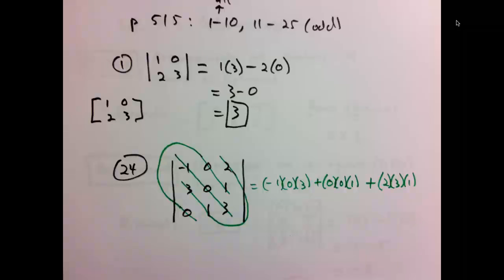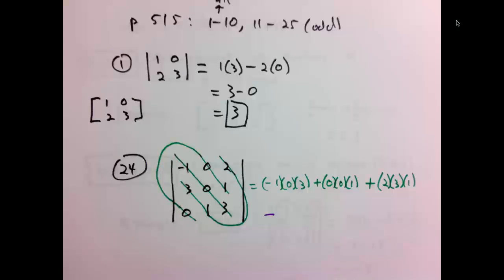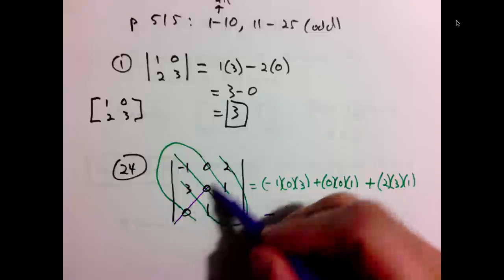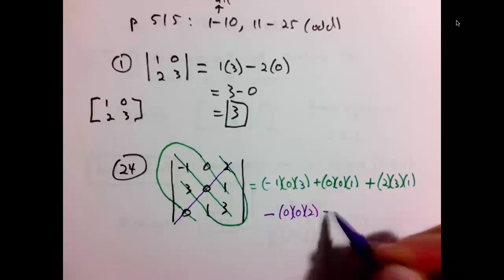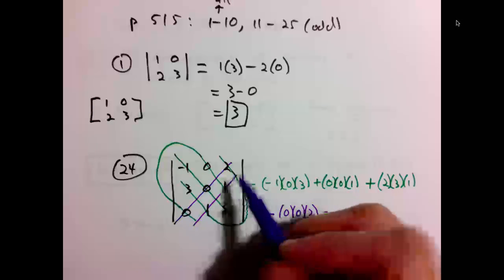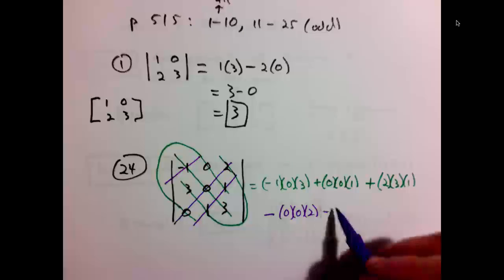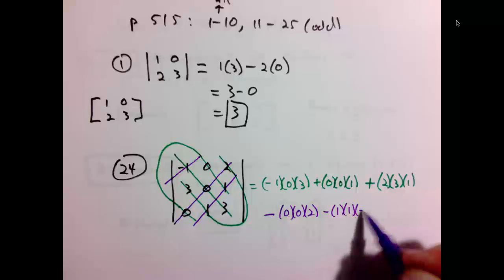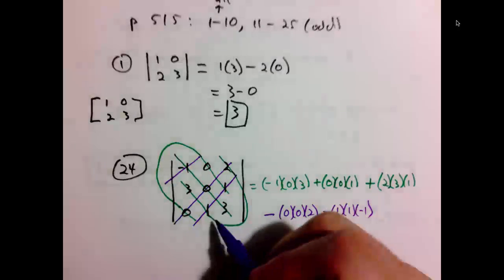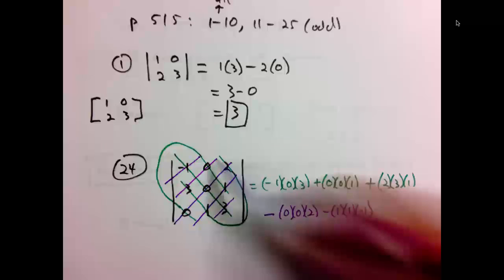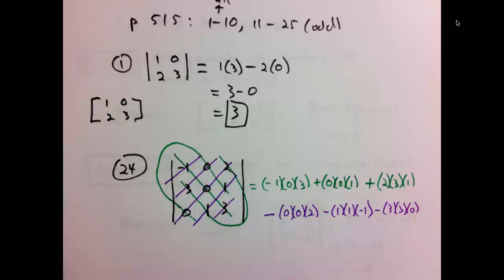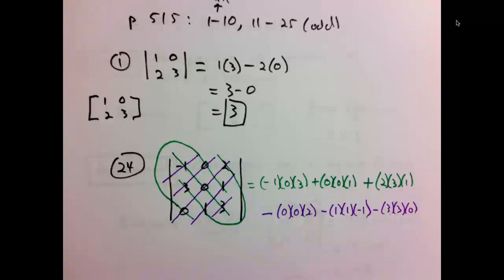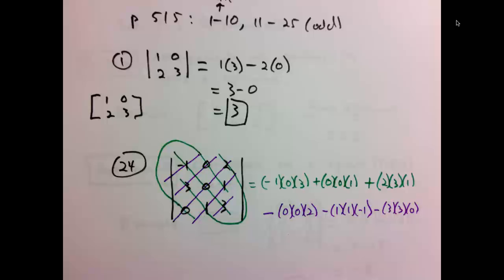All right. Next, we're going to subtract, going in the opposite direction. 0, 0, 2. Minus 1, 1, -1. And then lastly, 3, 3, and 0. All right. This one works pretty quickly because of so many zeros involved.